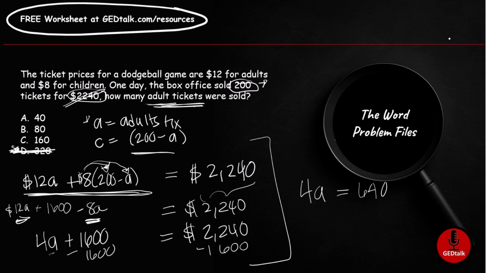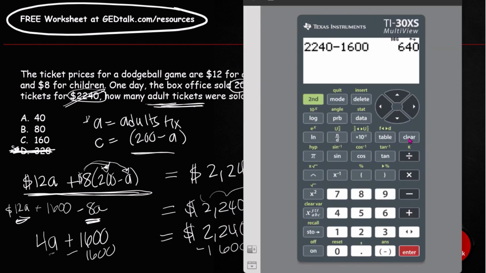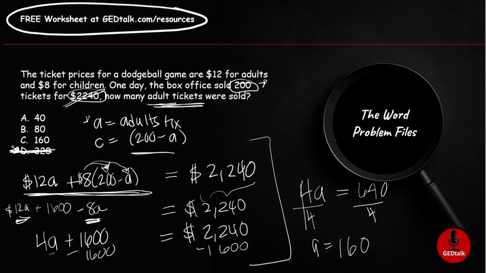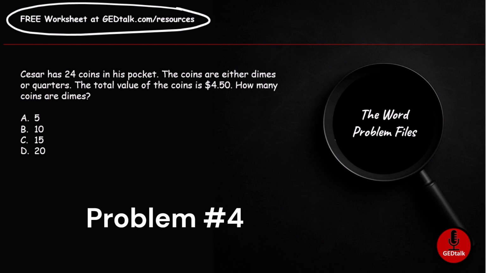We're not done yet. We need to divide by 4 on both sides. I have A equals, what's 640 divided by 4? Bring up the good old calculator. It's already set at 640 as the answer, so I'm just going to do divided by 4, enter, and we get 160. So if A equals 160, our answer is C. Okay, so let's go to the next question.